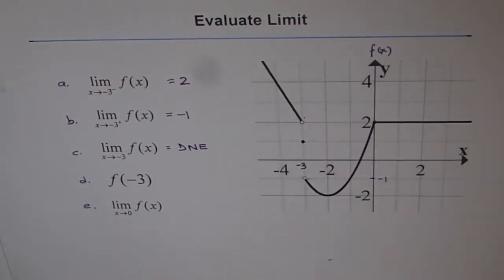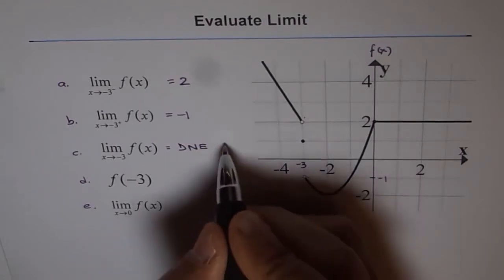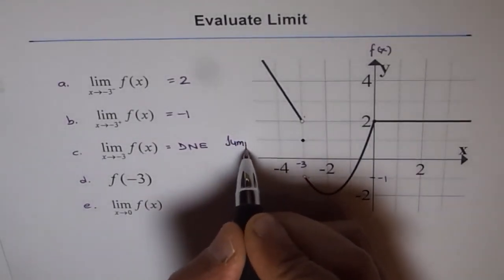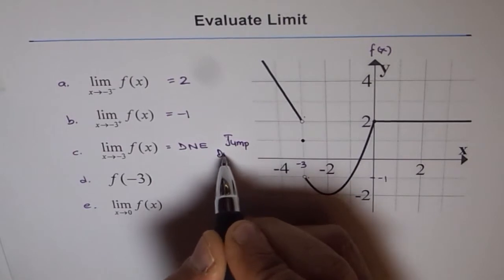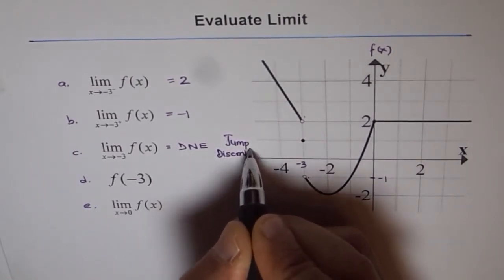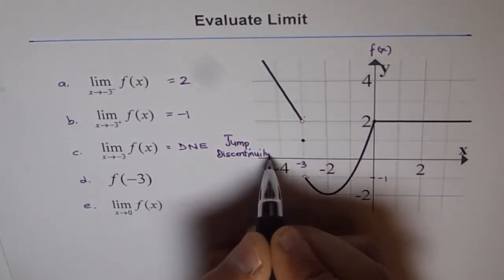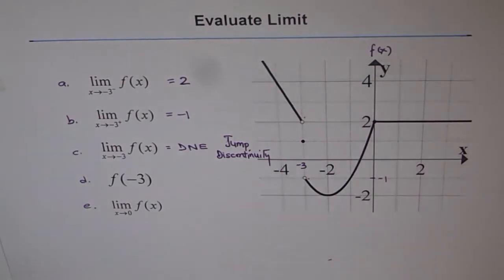So you will notice that whenever there is a jump discontinuity, limits will not exist. However, you'll find that when there is a removable discontinuity, that is like a hole, then the limit exists. Okay, this is very important point to consider and remember.